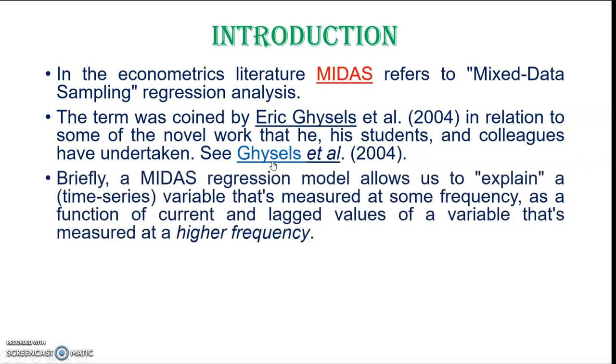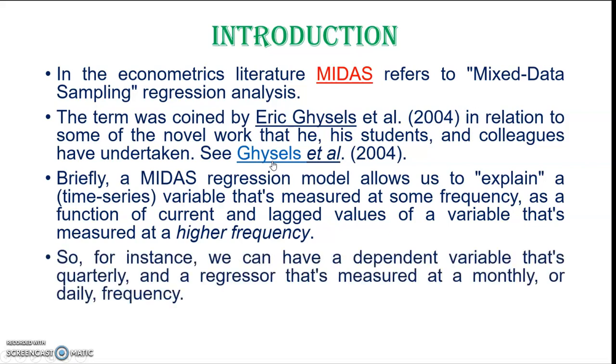Briefly, a MIDAS regression model allows us to explain a time series variable which is measured at some frequency as a function of current and lagged values of a variable that is measured at a higher frequency. And I'll give you an example of this. For example, we can have a dependent variable that is measured in quarter terms. That is, the dependent variable is a quarterly time series data, and its regressor, which is measured at monthly or daily frequency. So that kind of regression is known as MIDAS.